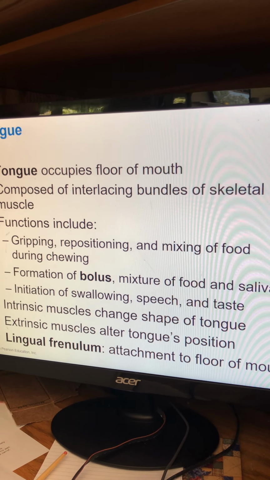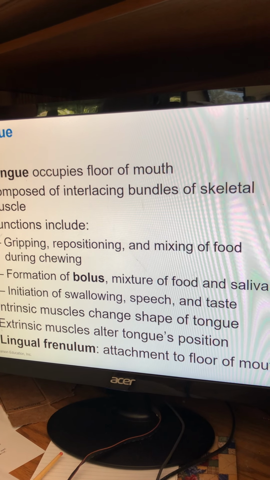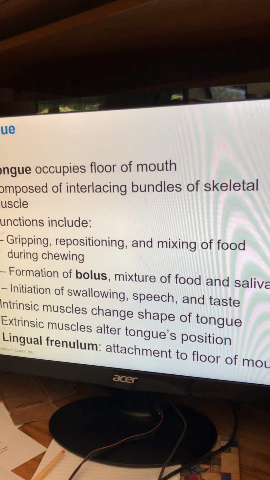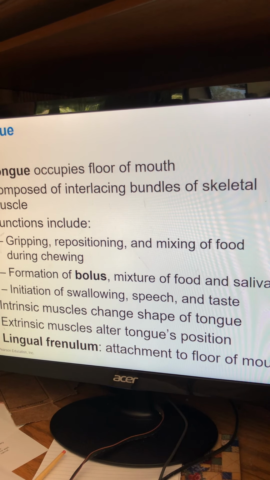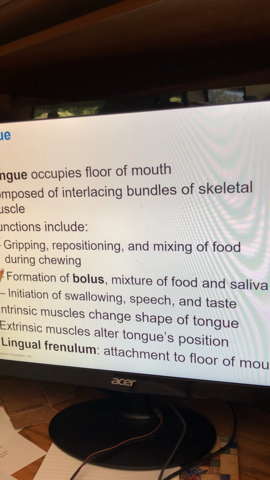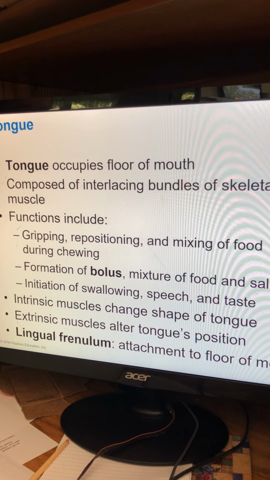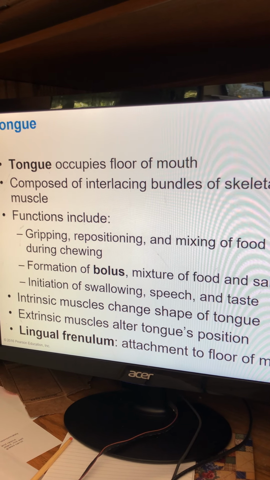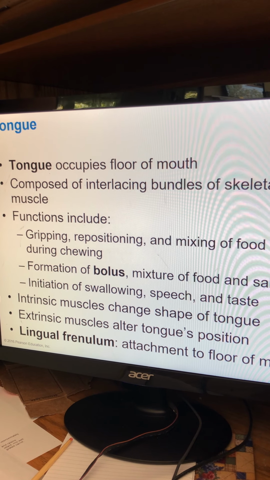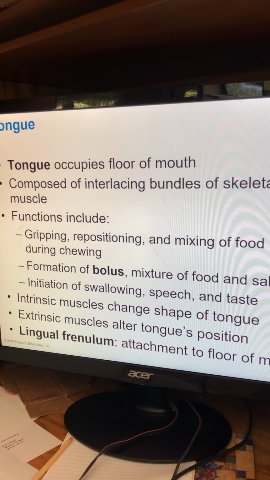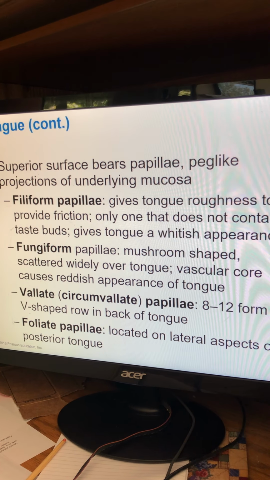So if you stick your tongue out at someone, it is one of those extrinsic muscles that are going to allow you to push it out and also move it from side to side. So the purpose of a tongue is to grip, reposition, and mix food during chewing. The formation of saliva and the food is called a bolus. The bolus is a mixture of food and saliva, and it's going to then go into the next area, which is going to be the esophagus, which will go into your stomach.